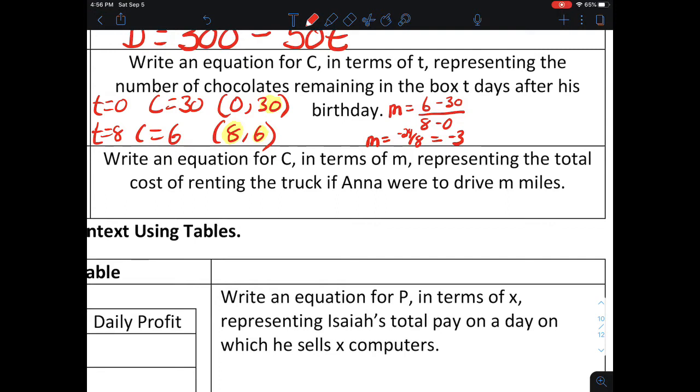So I have my slope, and so we want to write our equation y equals mx plus b here. Well, instead of y, we're going to use C. Our slope is negative 3, so I have negative 3 instead of x. They want us to use T. And then the y-intercept, how many chocolates did you start with? Well, they started with 30 chocolates. So it'll be negative 3T plus 30.